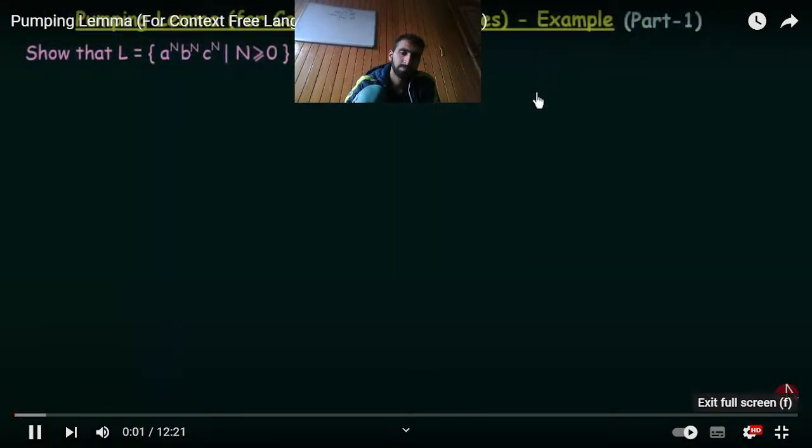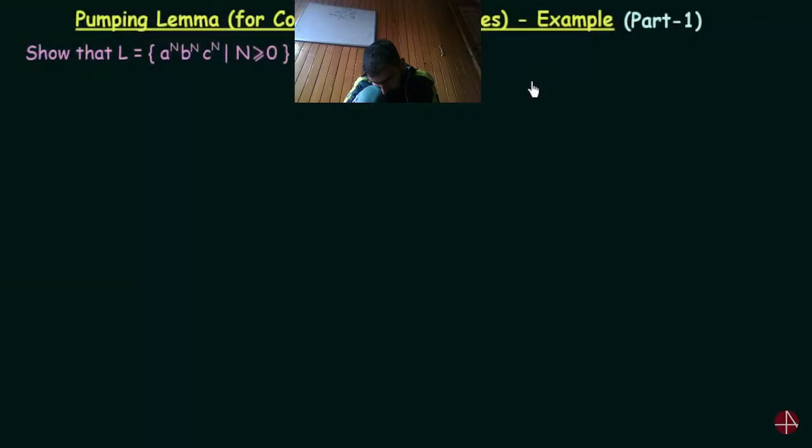In the last lecture, we studied the pumping lemma for context-free languages. In this lecture, we will take an example to see and figure out how the pumping lemma for context-free languages actually works. Here we have an example language given, L equal to a^n b^n c^n, where n is greater than or equal to 0.